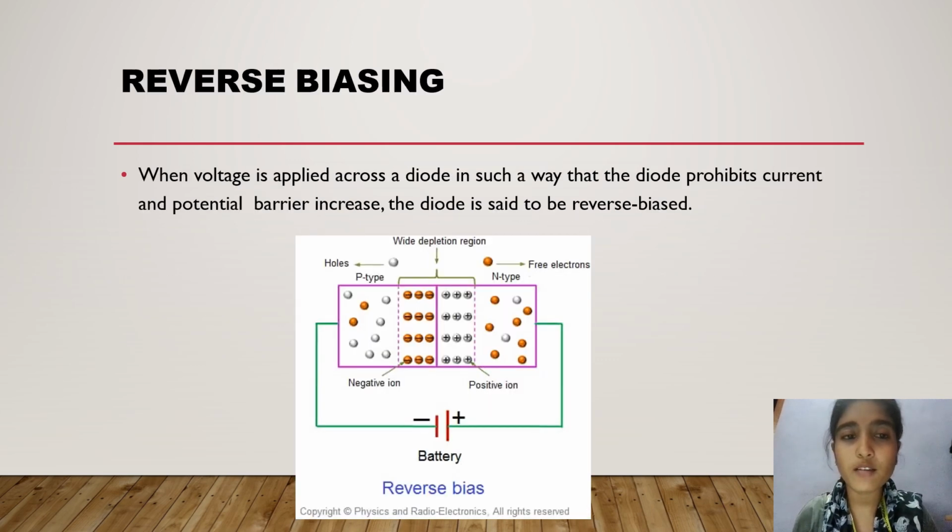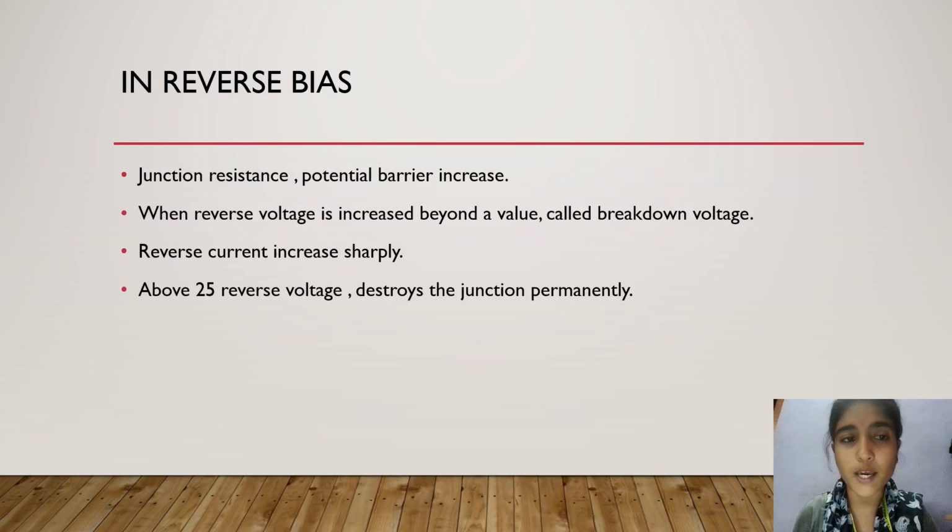Moving to the next slide, reverse biasing. The second one is when the voltage is applied across the diode in such a way that the diode prohibits current and the potential barrier increases. In forward bias, it allows current, whereas in reverse, the current is prohibited. The potential barrier increases here, whereas in forward bias the potential barrier is reduced. I have represented an image also about reverse biasing.